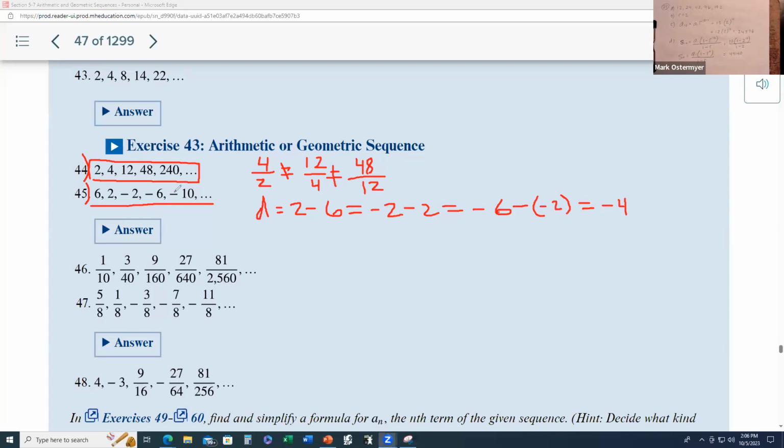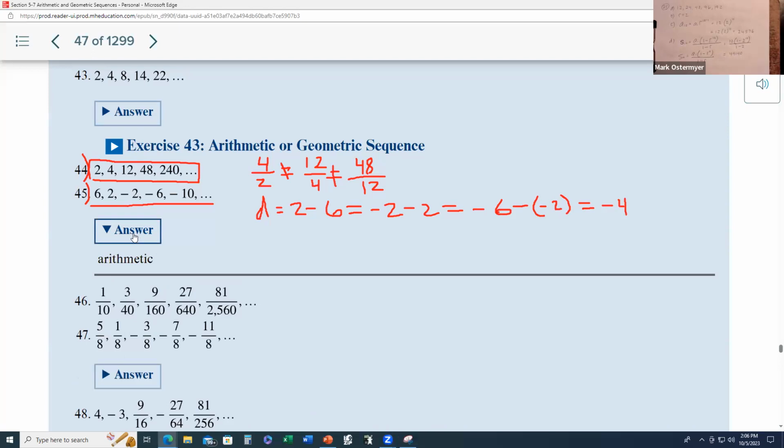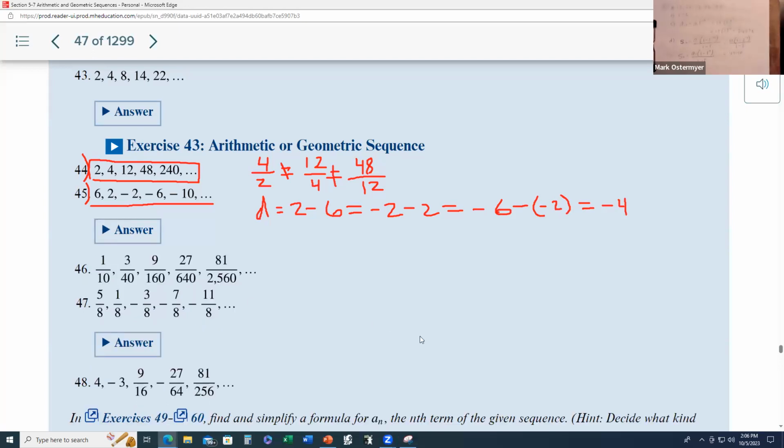Let's check our answer here. Yep, it's arithmetic. Okay. All right, a little more difficult one, ladies and gentlemen, and use your calculator to help you out a little bit here. Number 46. Do you think 46 is arithmetic or geometric?